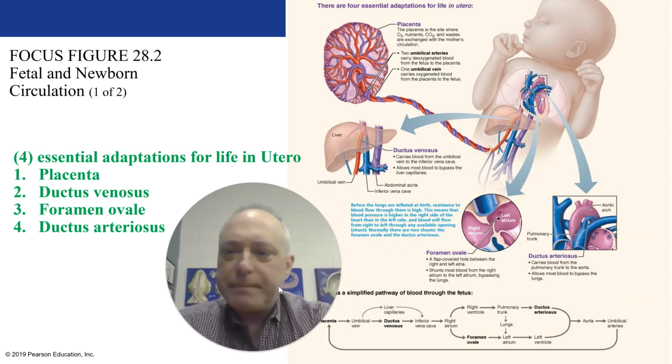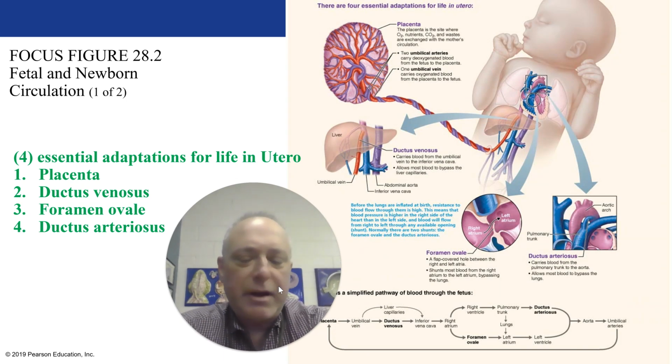In utero, the fetus has a number of adaptations that have allowed for development thus far. And the first one is the placenta. This is just the site of gas exchange where the wastes of the CO2 are getting rid of from the fetus, and the oxygenated blood comes in via the mother to umbilical arteries.